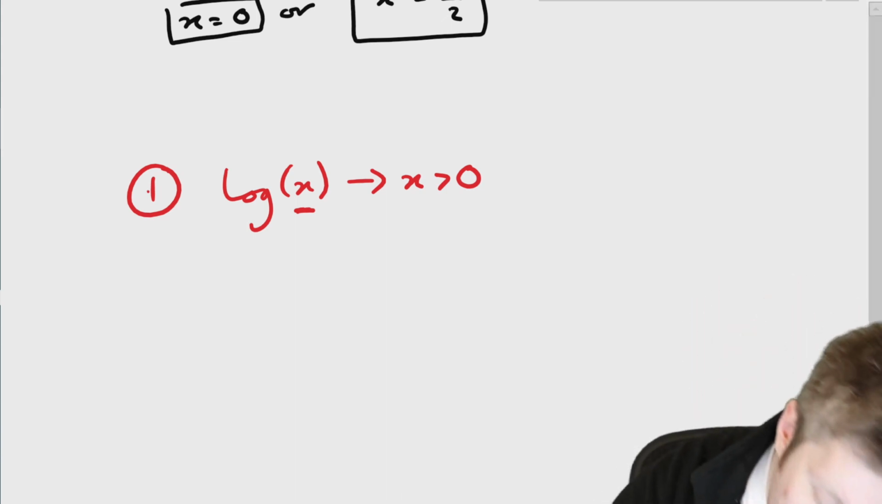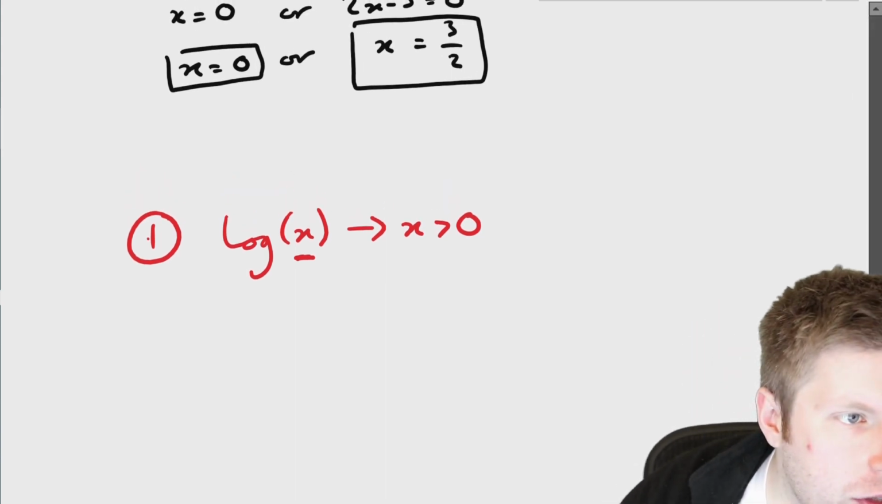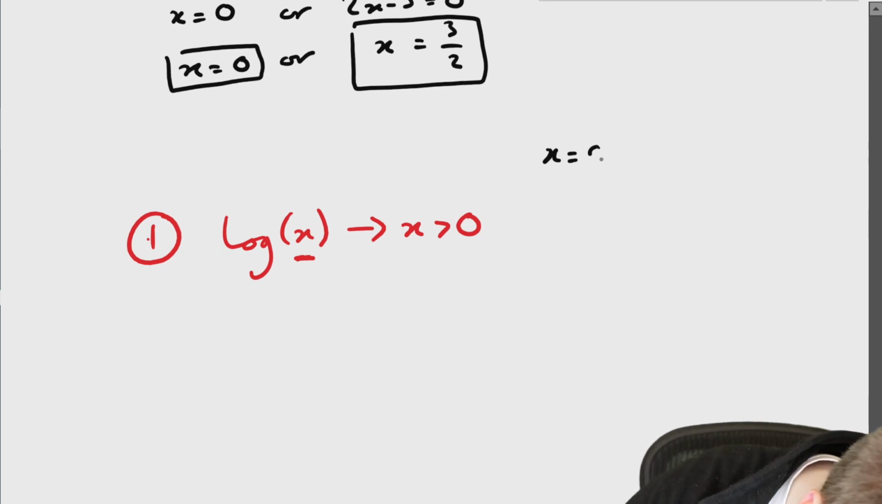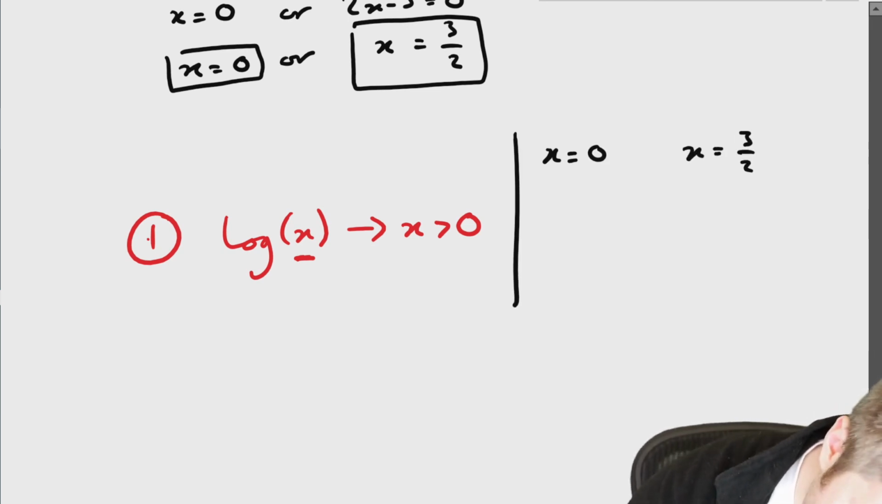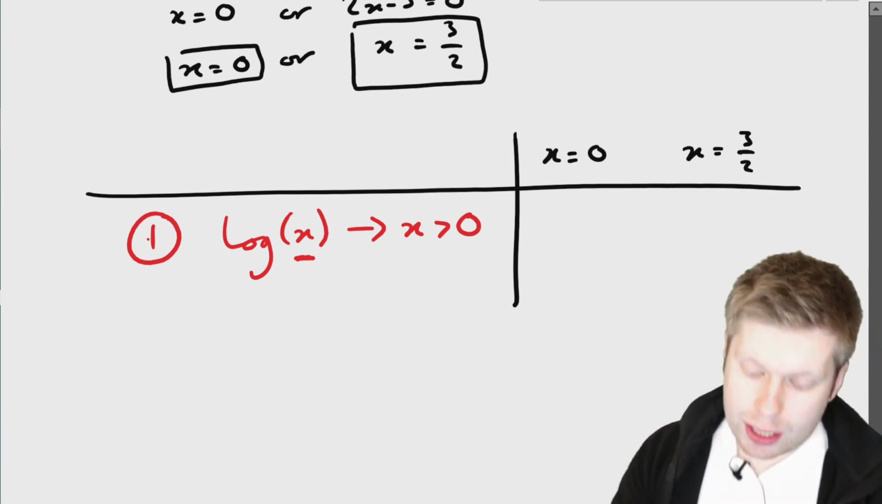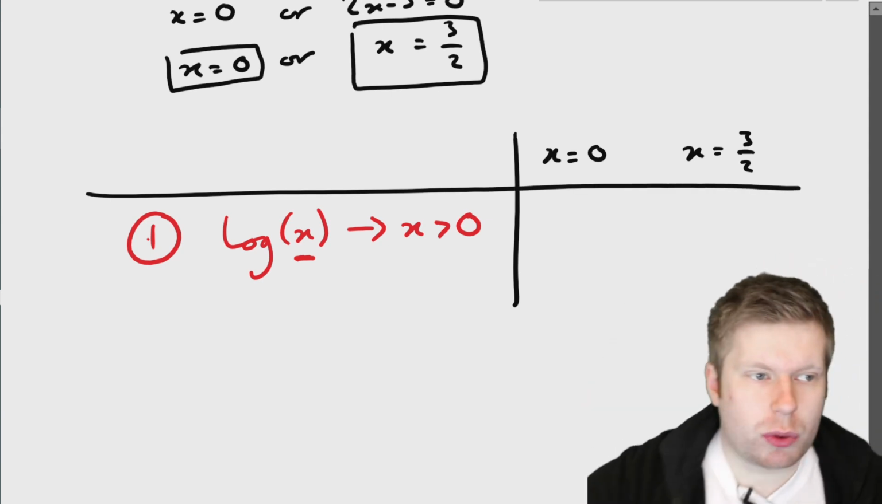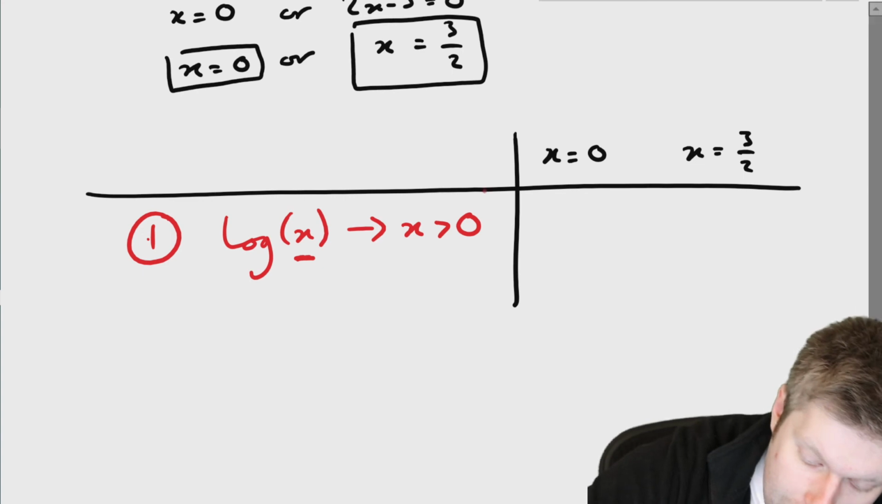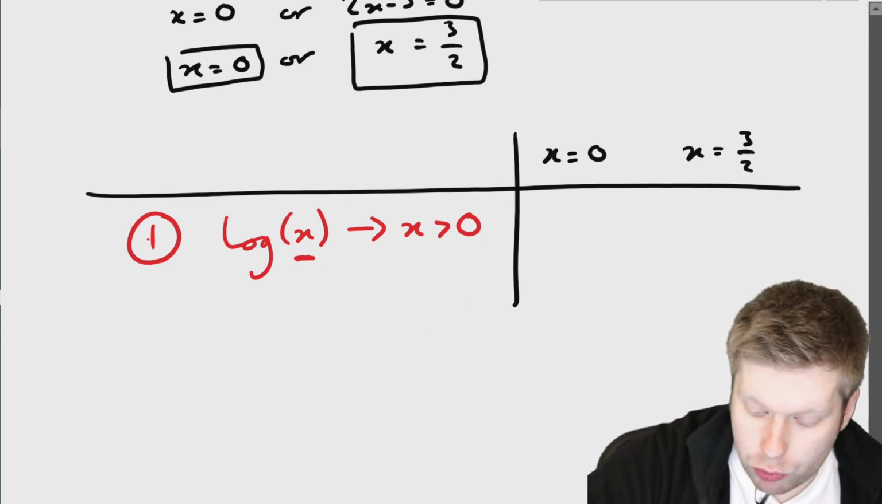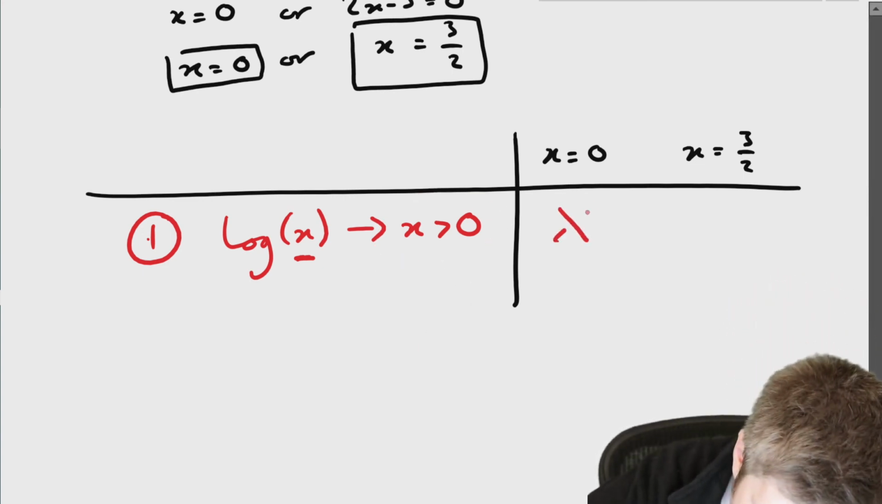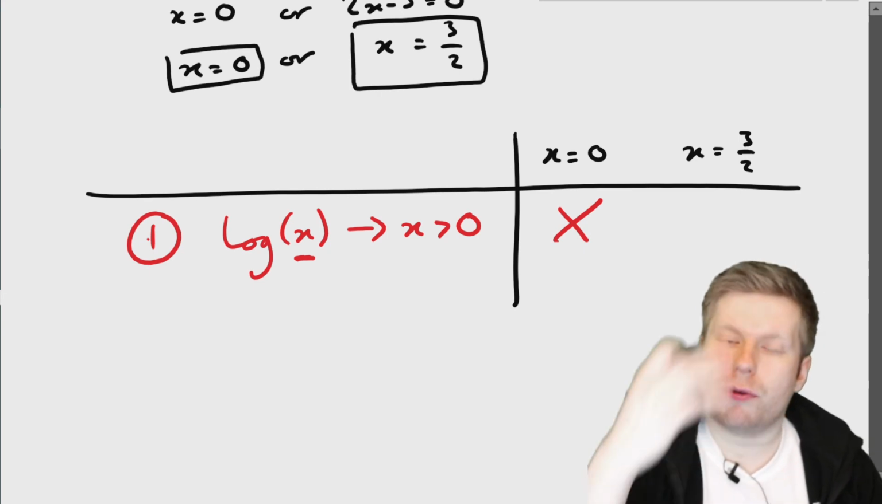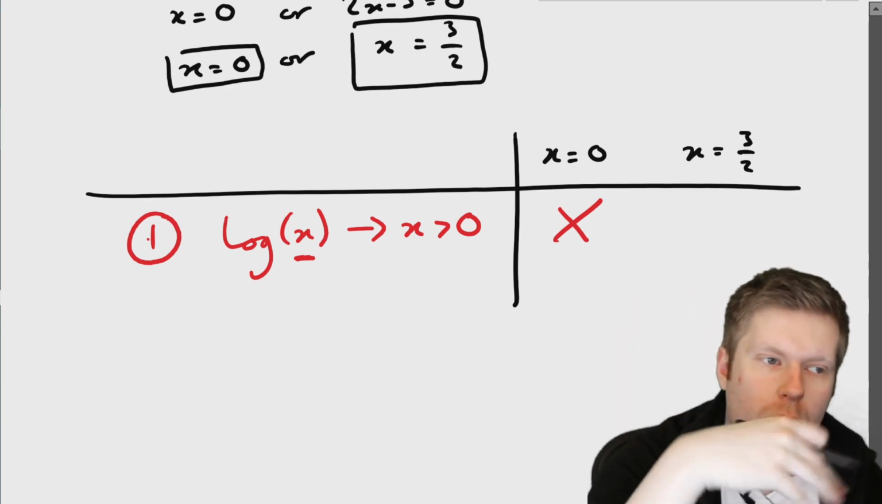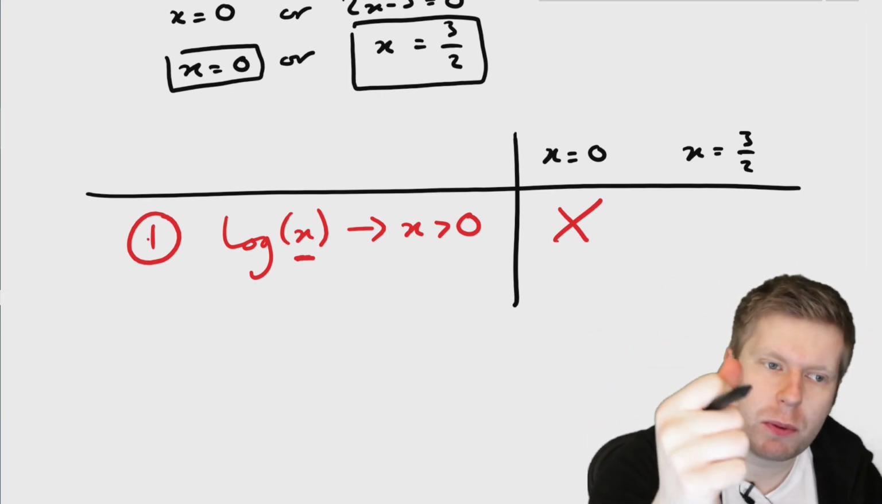So let's check our two values of x. Remember, they were x equals 0 and x equals 3 over 2. When we stick x equals 0 into our logarithm, are you happy that x is not positive? x is not greater than 0. So that value strictly will not work. If we stick x equals 0 as our solution into our logarithm, it won't work. It has to be positive.